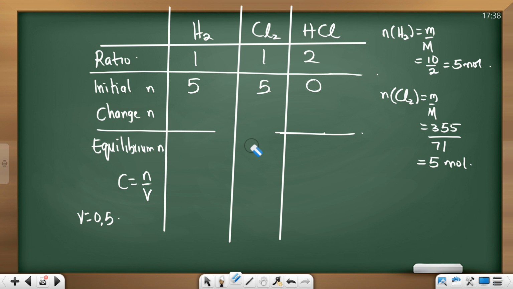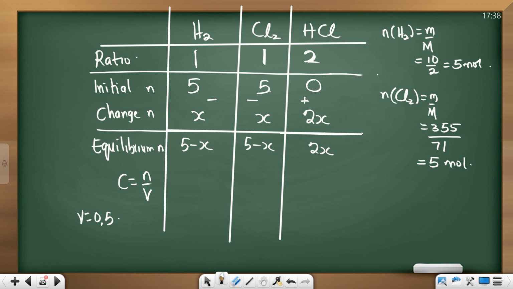But let's say, what if I put my X here? You need to be creative based on how you see your maths. If I put X here, because I don't know the change, this one will also be X because of this ratio, 1, 1. Now, this is 2. It's double. That will be 2X. This might be easier. Now, reactant, product: 5 minus X, 5 minus X, 2X.